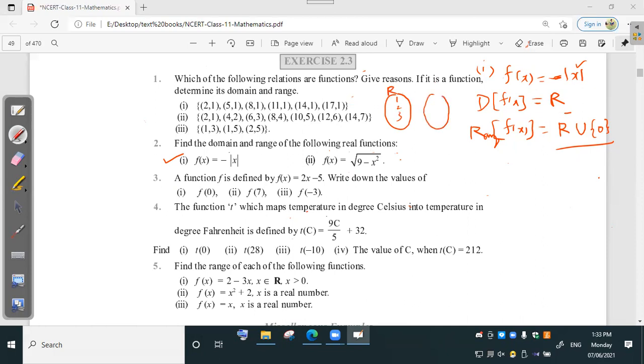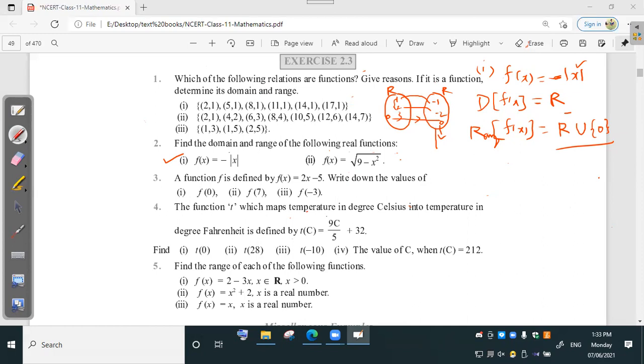This is also the set of real numbers. We can leave some numbers here, but this is 1. So you will get the image of 1 is minus 1, 2 is minus 2. There are infinite numbers between 1 and 2. We are not considering those numbers, but that will also give the negative result. So this will have only negative except 0. If you put 0 here, you will get 0, which we cannot put in negative or positive.